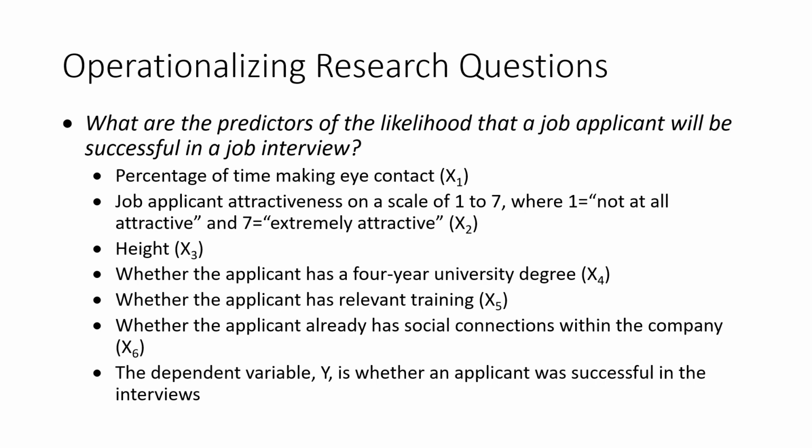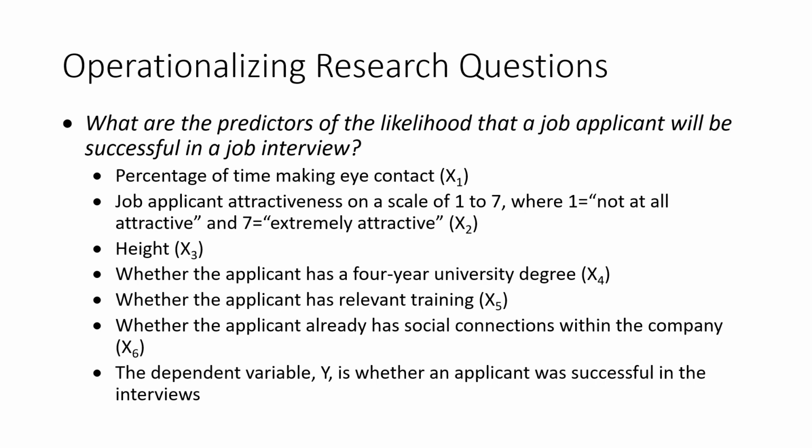Job applicant attractiveness rated on a scale of 1 to 7, where 1 is not at all attractive and 7 is extremely attractive. So you might assume that more attractive applicants are more likely to get a job offer at the end of an interview. Height might be another one. So this is another scale level variable. You could measure it in inches or centimeters or however you want to measure it. And you might assume that taller people are more likely to be successful in a job interview than shorter people.